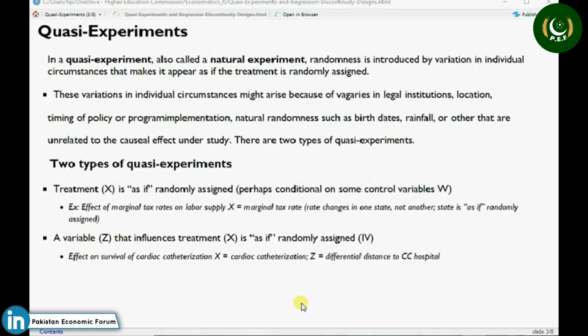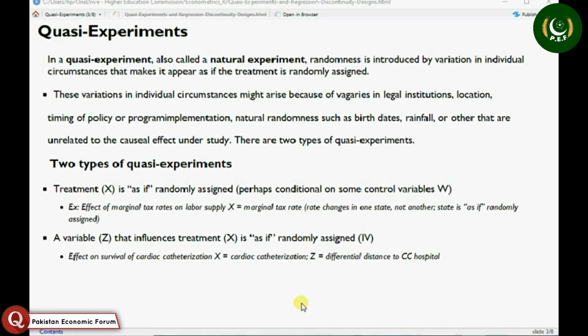So quasi-experiments are also called natural experiments. These are different from other experiments where you have one control group and the other is a treatment group. The one which receives vaccination is the treatment group, and the one which receives a placebo, a neutral injection, is your control group. But here in many cases you don't have this possibility. It's not ethical. So randomness is introduced by some variation due to individual circumstances.